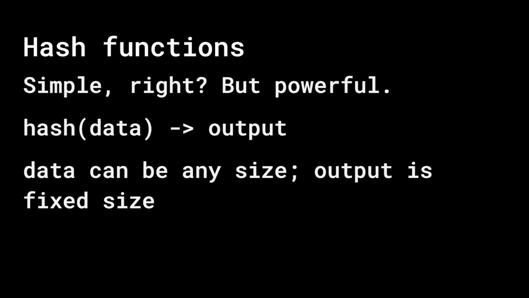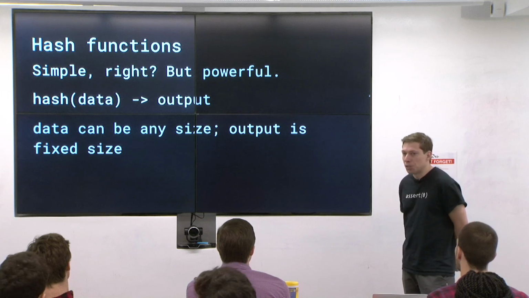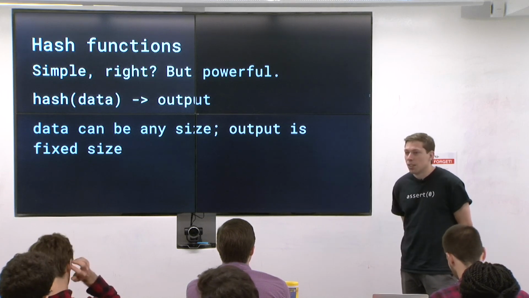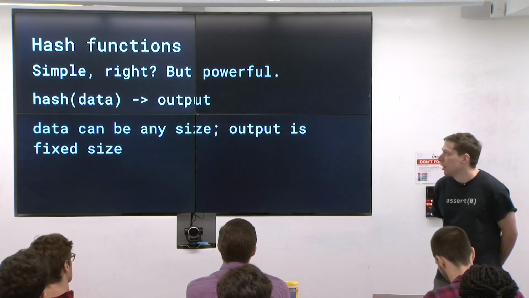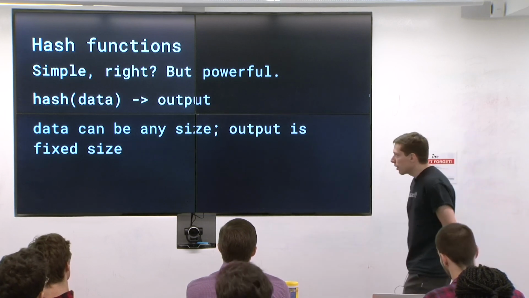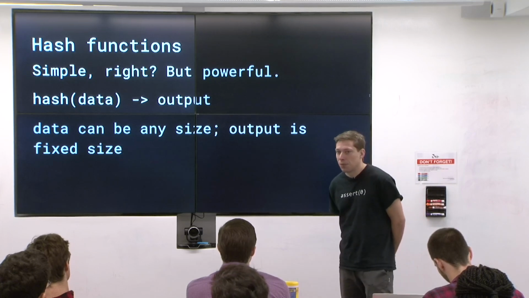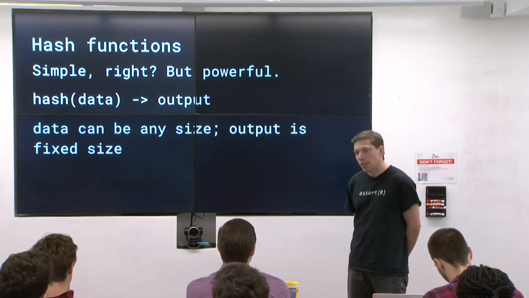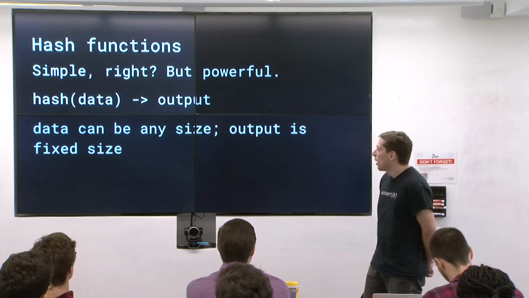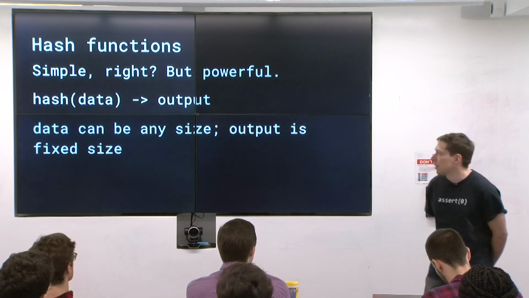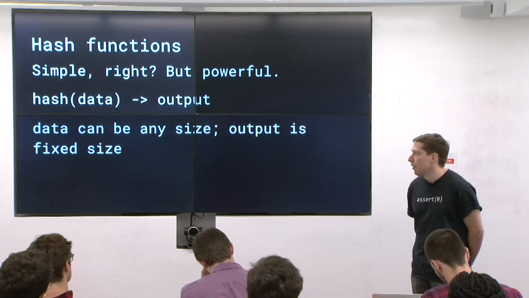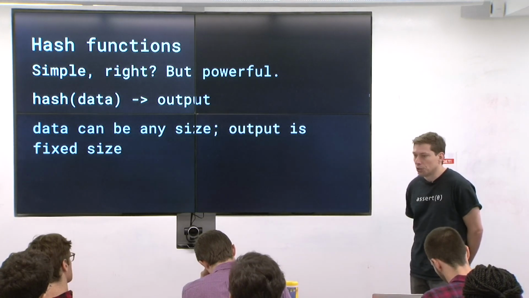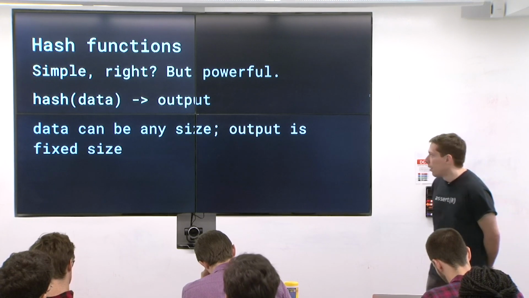The hash function is basically you have some data, a bunch of bytes, a bunch of ones and zeros. You run it through a hash function, and you get an output that's also a bunch of ones and zeros. Generally, the input data can be of any size. You can hash something that's a megabyte, a gigabyte, or a single byte. And generally, the output is of a fixed size. So in the case of Bitcoin, we use SHA-256. The output size is 32 bytes long, or 256 bits long.